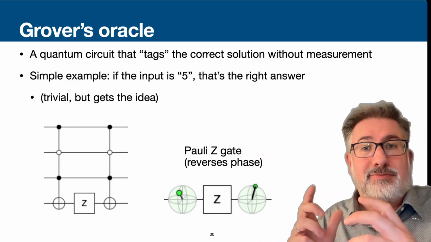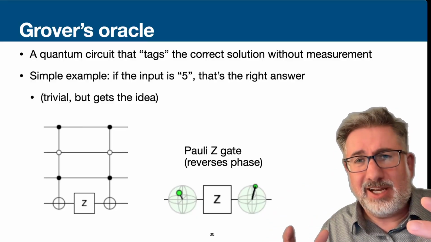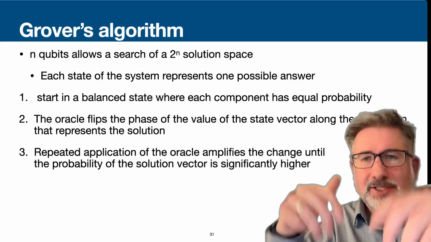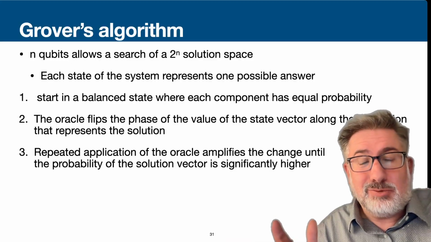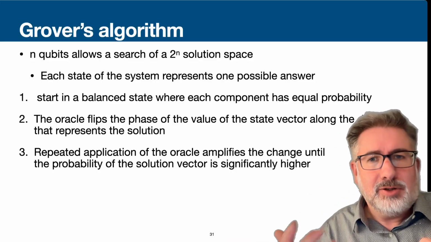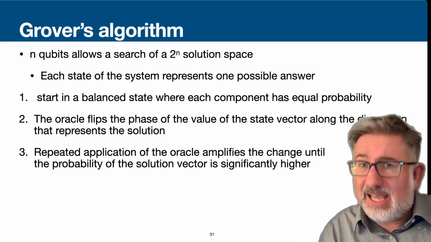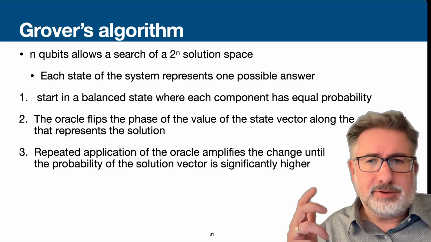And so if 5 is the number you're looking for, then the quantum state that represents that number will be ever so slightly increased. So this allows us to search a 2 to the n solution space to find the answer we're looking for by using the oracle that knows what the answer might look like, right? It can't find the answer, but it can tell you if the answer is correct. And so we apply this oracle over and over again in order to get the answer.